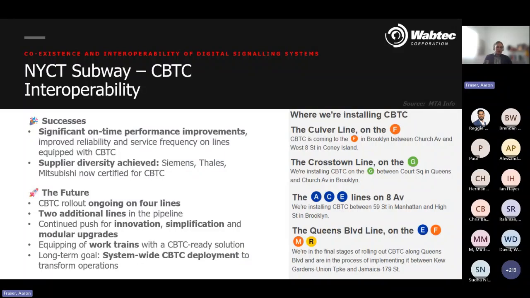So just touching on this, New York City Transit, the MTA, and the government have invested quite a lot of money in their signalling modernization to CBTC. So it has seen some major benefits from these CBTC investments. On-time performance has significantly improved on CBTC-equipped lines, especially the L and 7 lines, with better reliability and service frequency. Another major milestone, as we've talked about already, is supplier diversity. We now have Siemens, Thales, and Mitsubishi all certified to implement interoperable CBTC throughout New York City Transit, avoiding dependency on a single vendor and creating flexibility for future deployments. New York City Transit is continuing its heavy investment in CBTC with ongoing innovations and an accelerated delivery program with interoperability at its core.